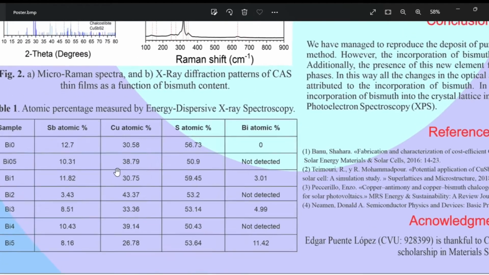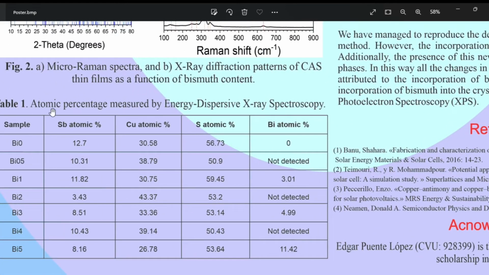In this table, we can see the atomic percentage of each element in the different samples. In all cases, there was a deficit of antimony, since the expected atomic percentage for this element is 25%. On the contrary, there was an excess of copper, since its expected atomic percentage is 25% as well. In the case of sulfur, in all the samples, a percentage of 50% is observed. Finally, very little bismuth was detected, far from the expected values.